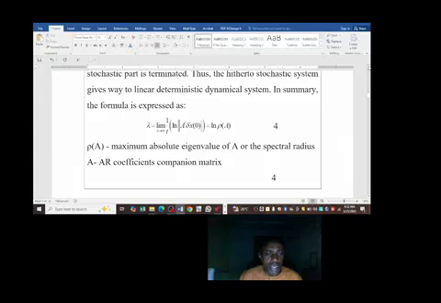So let me repeat this. The rho(A) is the maximum absolute eigenvalue of A, or the spectral radius. And A itself is the AR coefficient companion matrix, or the companion matrix of the AR coefficients. Given a typical time series, we can use this method to compute its Lyapunov exponent.